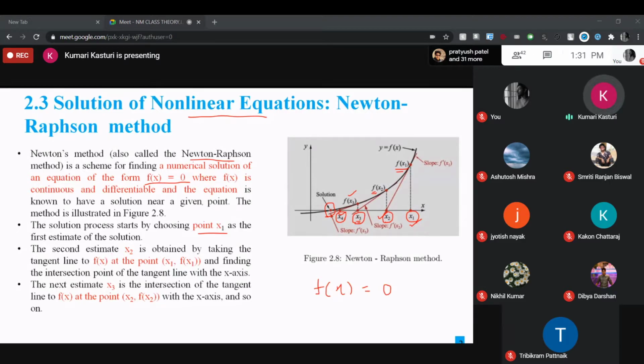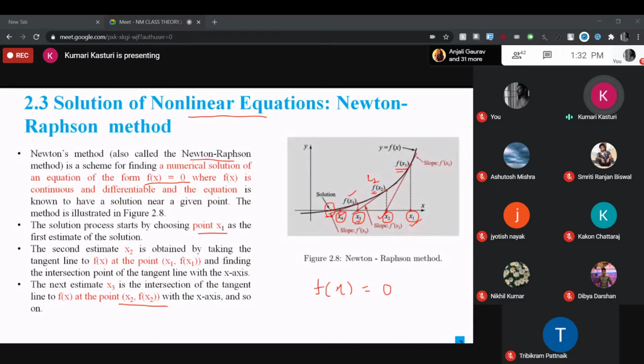The same thing is written here. The second estimation x2 is obtained by taking the tangent line of f(x) at the point (x1, f(x1)) and finding the intersection point of the tangent line with the x-axis. The next estimation is x3. It is the intersection of the tangent line of f(x) at the point (x2, f(x2)), as I told you. The coordinates of this point are x2 and f(x2). If we draw a tangent line from this, it will intersect the x-axis at x3.